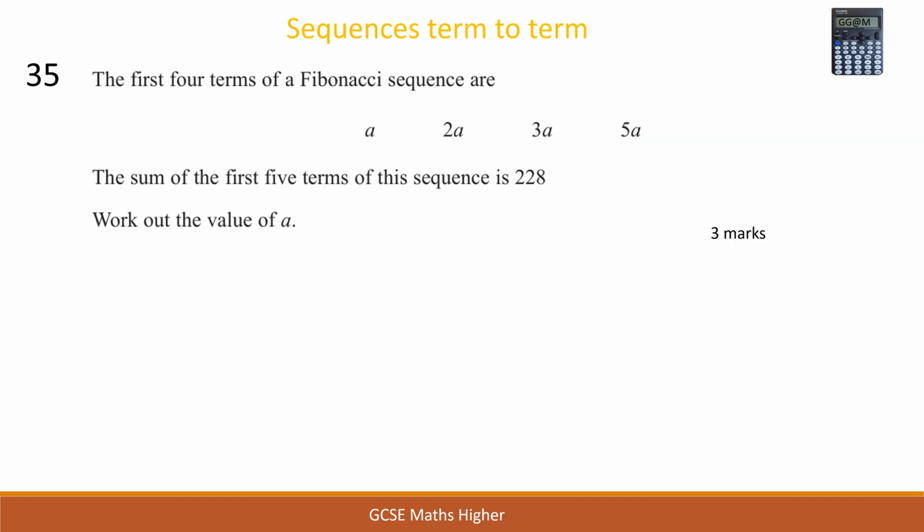Now this question is a sequence question looking at term-to-term relationships, and you're told that you've got a Fibonacci sequence. So you need to know what the Fibonacci sequence is. This is the start of the Fibonacci sequence, and then you've got to work out what is next.